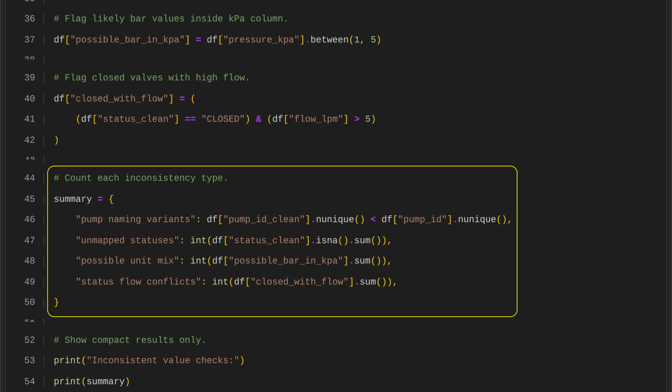A summary dictionary is used to count key data inconsistencies. It tracks pump naming variants by comparing standardized and original identifiers, counts statuses that could not be cleaned, flags pressure values that may use the wrong unit, and identifies cases where a closed pump still shows notable flow. These counts provide a quick overview of possible data quality issues.